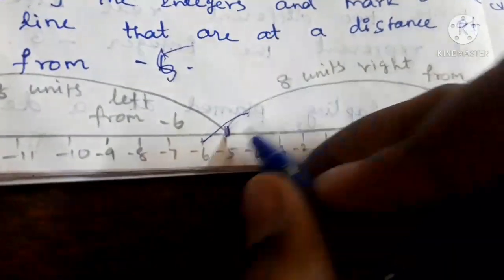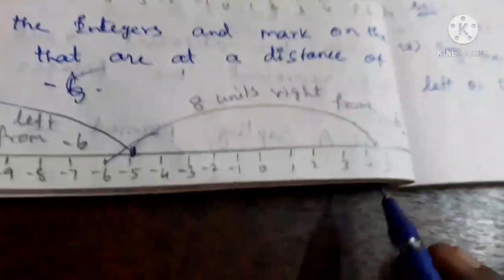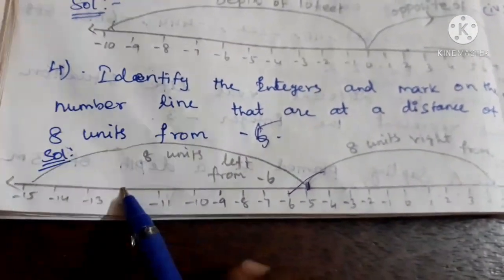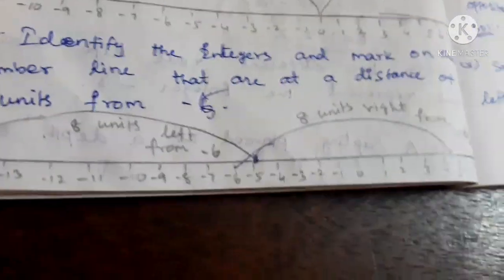So 1, 2, 3, 4, 5, 6, 7, 8, 9, 10. Okay, again. 1, 2, 3, 4, 5, 6, 7, 8, 9, 10.